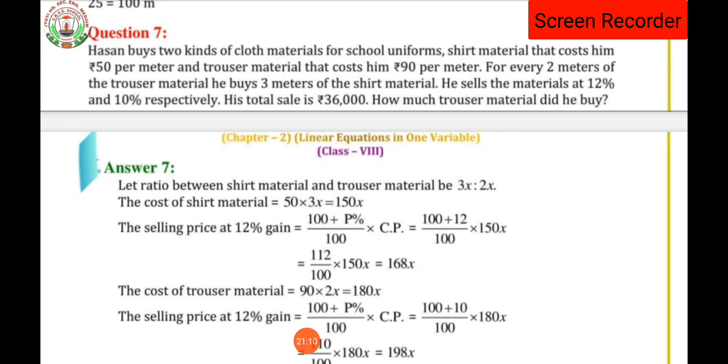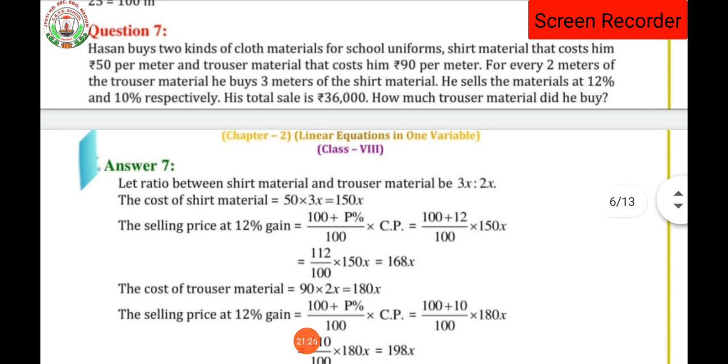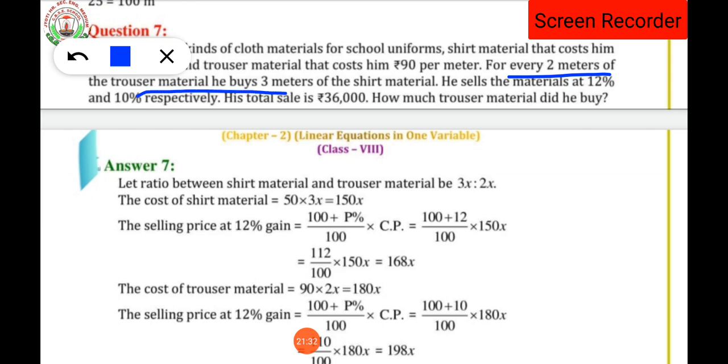So dear student, let the ratio between the shirt and the trouser material be 3x and 2x. Why is it so? Because for every 2 meters of the trouser material, he buys 3 meters of shirt. That's why, in the question it is very clearly given that for every 2 meters of trouser material, he used to buy 3 meters of shirt material. So we will consider it in the form of ratio, as the cost of every shirt meter is given as 50 rupees, isn't it? And trouser cost is given as 90 rupees.